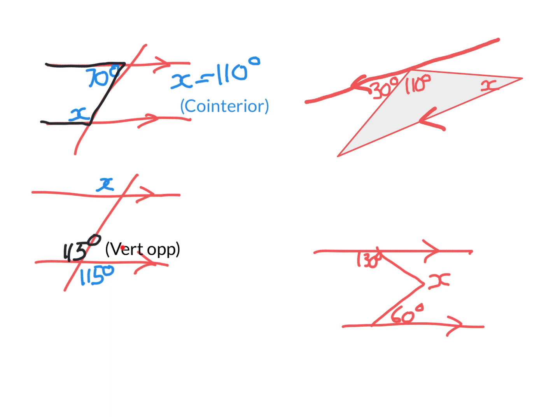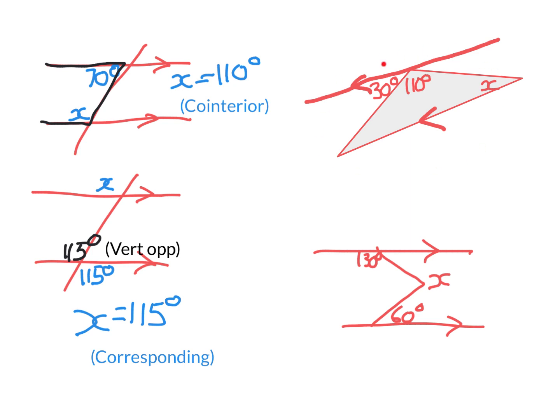So I've just written my reason in brackets again, but I have abbreviated vertically opposite. So this angle has to be 115 degrees. That helps us because now we have a pair of corresponding angles. And we know that when you have parallel lines, corresponding angles are equal. So if this is 115, so too x must be 115 degrees. And once again, I put my reason in brackets.